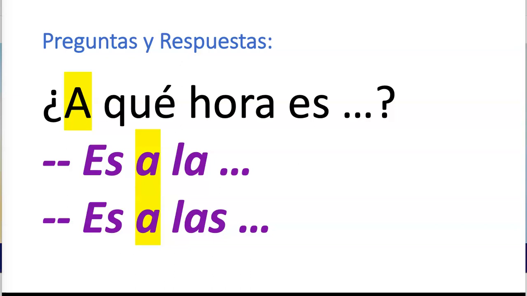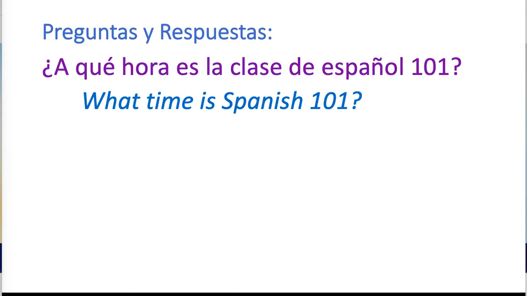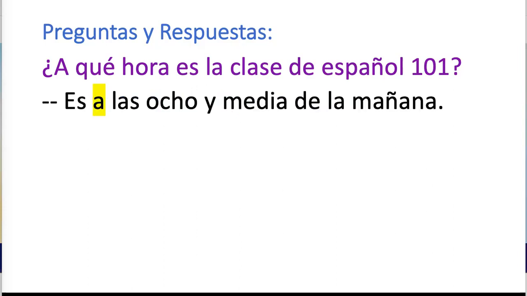One concert is at 1:30 or is at 12:15. So for example, if our question was, ¿A qué hora es la clase de español 101? You would answer, what time is Spanish 101? Es a las 8:30 de la mañana. It's at 8:30 a.m. or 8:30 in the morning.